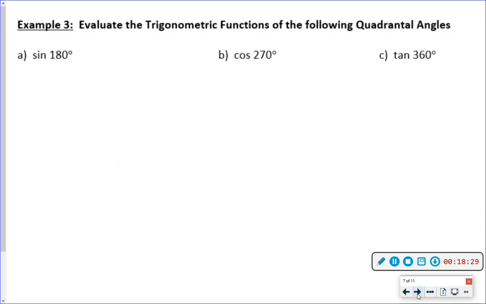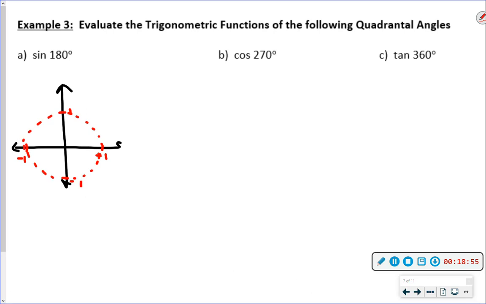Okay, good. I think we're in order. Evaluate the trig functions of the following quadrantal angles. The good news is there's not a lot of work to these because they're going to be the points. So remember, you are on the unit circle. So if I was to mark out the unit circle, here we go. This is a positive one.